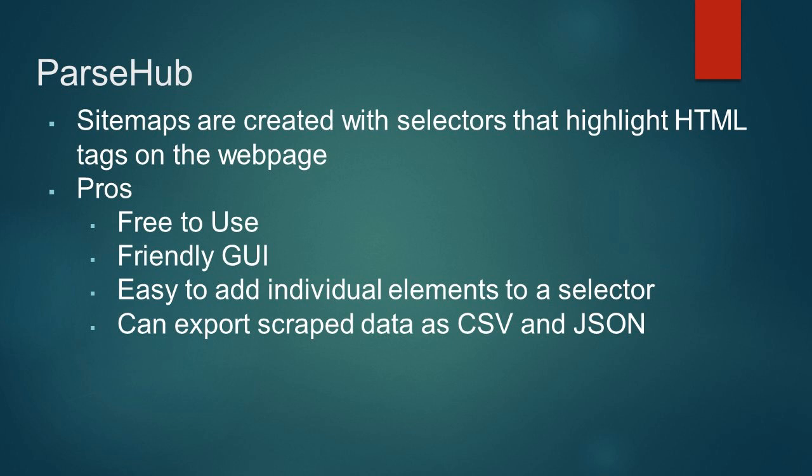With ParseHub, some of the benefits are that it's free to use. It's a very friendly user interface, so it's easy to find buttons and selectors. It's easy to add some individual information to the selectors. And then once you're done and you've scraped the data, you can export everything either as a CSV file or a JSON.